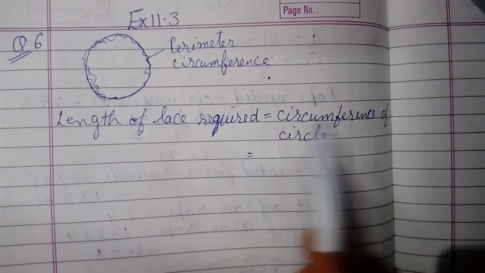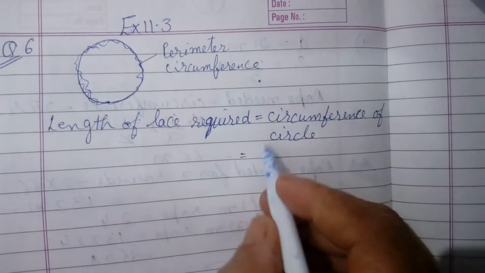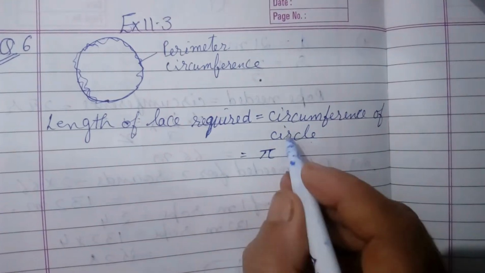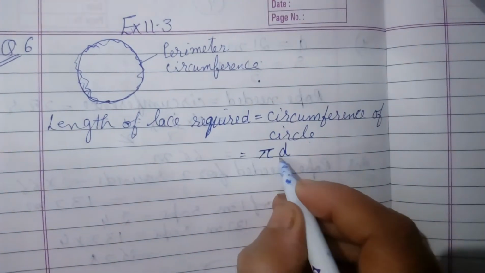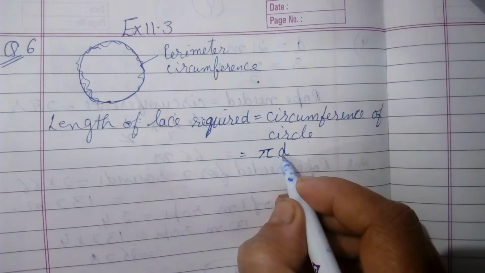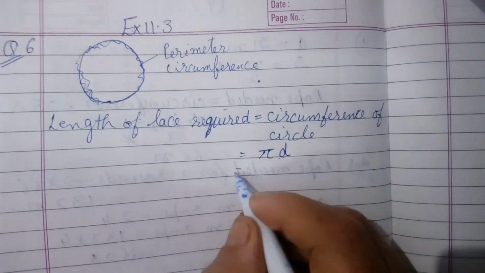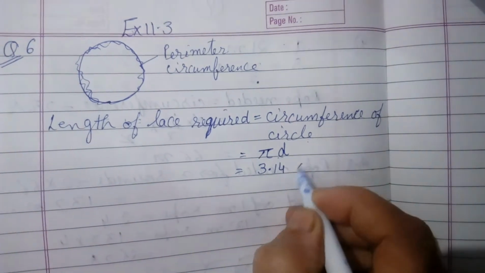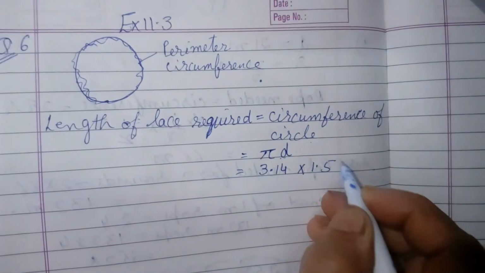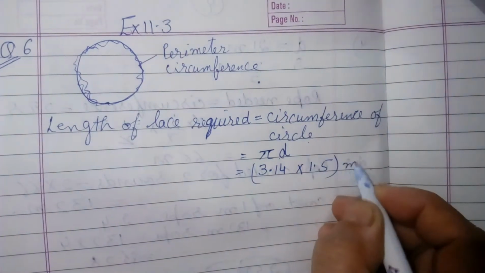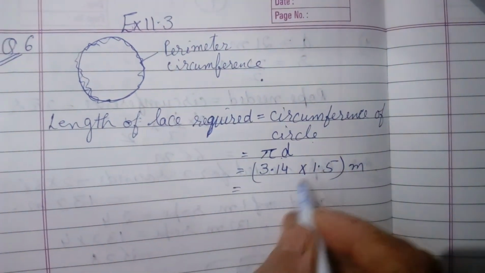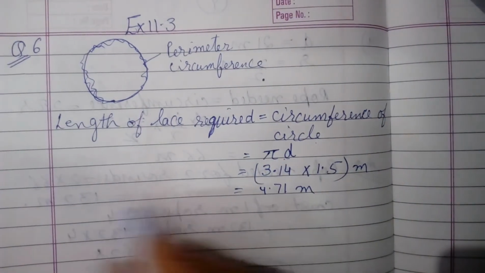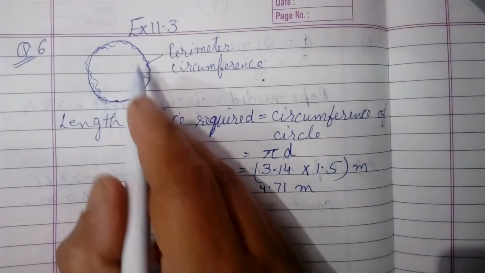lace required is equal to the circumference of the circle, that is 2 pi r, and 2r means diameter, so pi d. I am writing it by d because they have given the diameter. They have given, take the value of pi equal to 3.14 and the diameter we know is 1.5 meter. Now you can multiply, so you will get 4.71 meter. This is the length of the lace required.